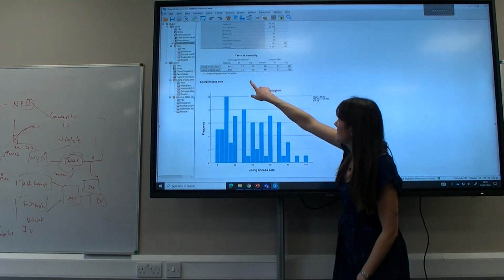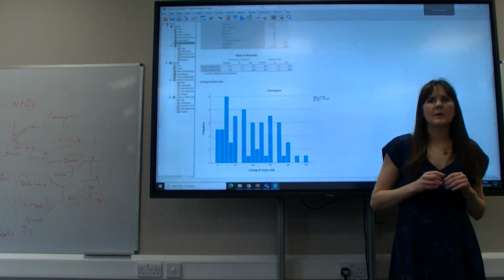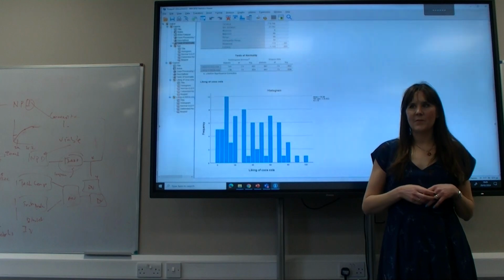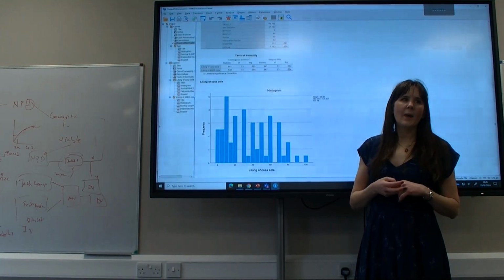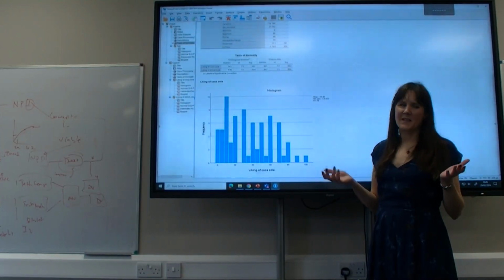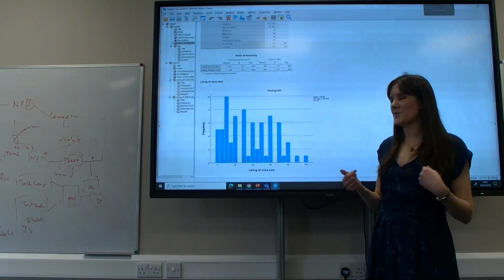What about this one? So liking of Asda Cola, we've got 0.004. Same, it's significant because it's less than 0.05, which means there's only a tiny possibility that our data are normally distributed.